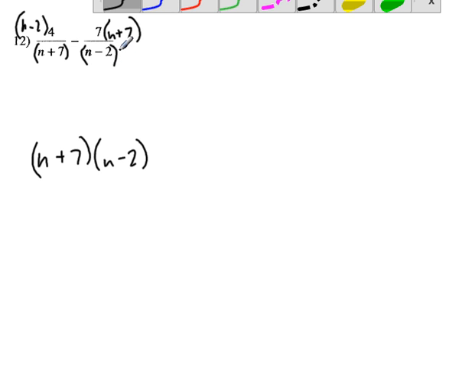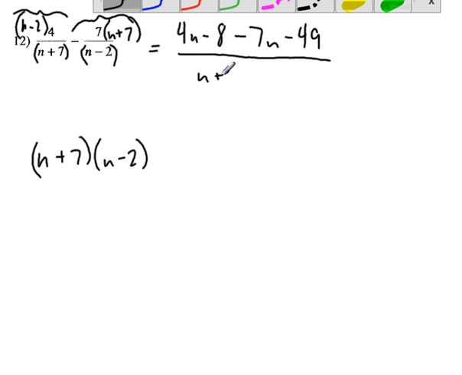Now, I'm not going to write that again down on each one of these. I would put an n minus 2 here and an n plus 7 there, but I think it'll just confuse you at this point. So what I'm going to write is 4n minus 8. That's this. Then I'm going to put minus 7n minus 49. That's this negative 7 being distributed out to n plus 7 over these. Do not multiply out the denominator. It won't get you anywhere.